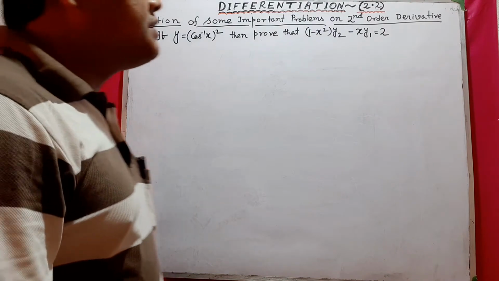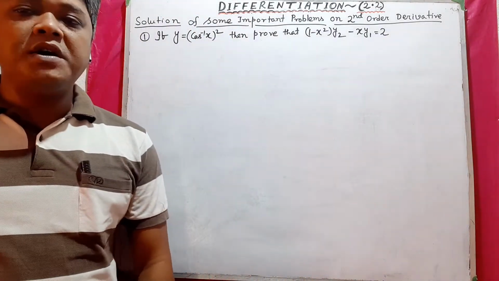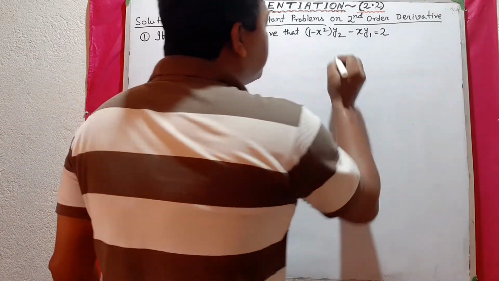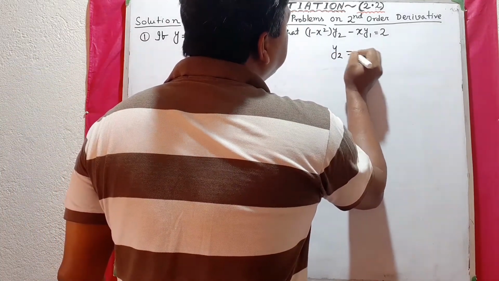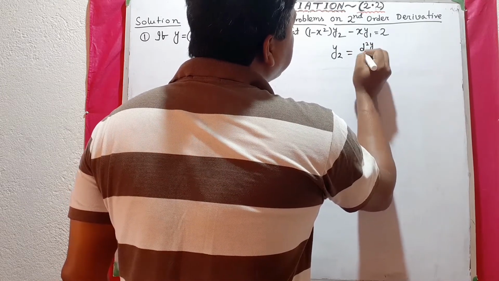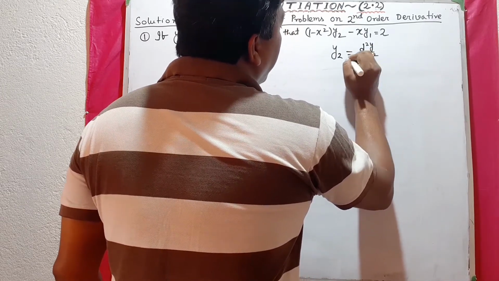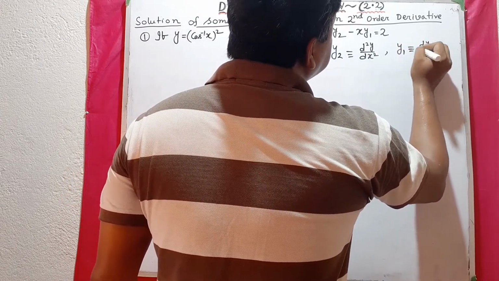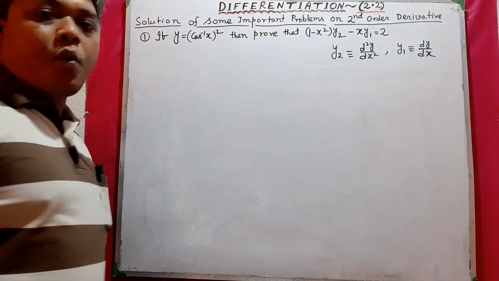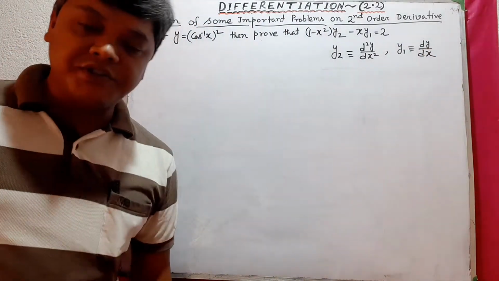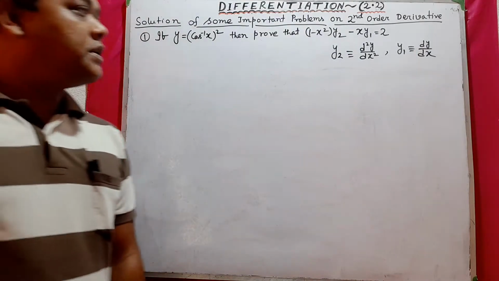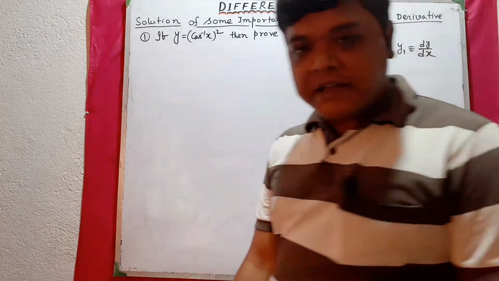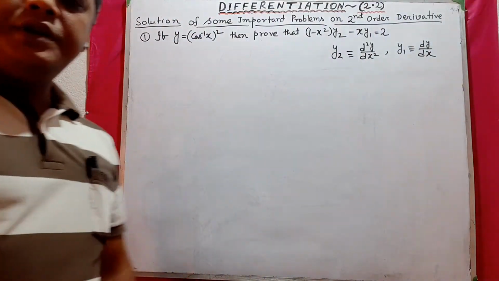In the first lecture, we have already discussed what is y2 and what is y1, but here we also recap it. y2 means second order derivative, that is d2y dx2, and y1 equals to dy dx. This is the well known and standard notation. Keep it in your mind. You will remember that y2 equals to d2y dx2 and y1 equals to dy dx.